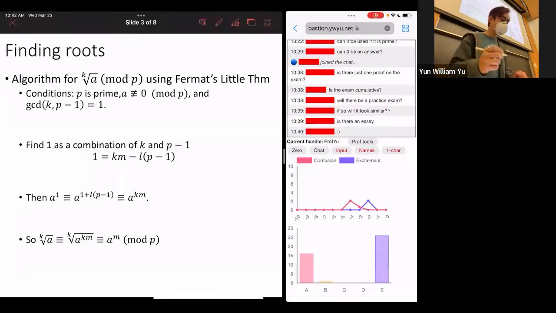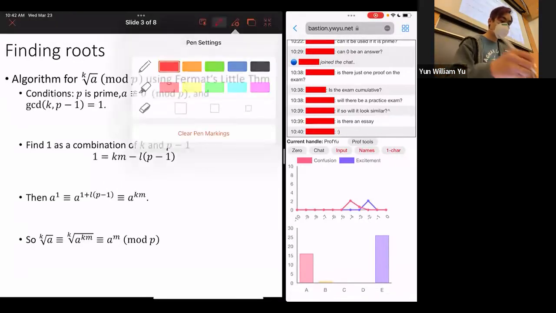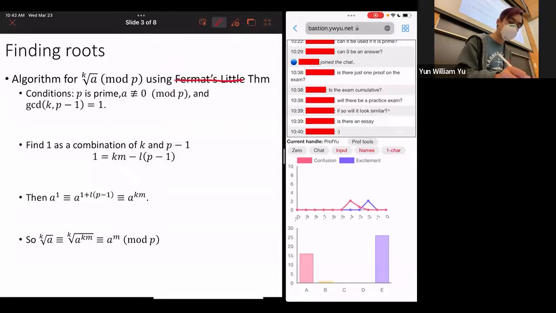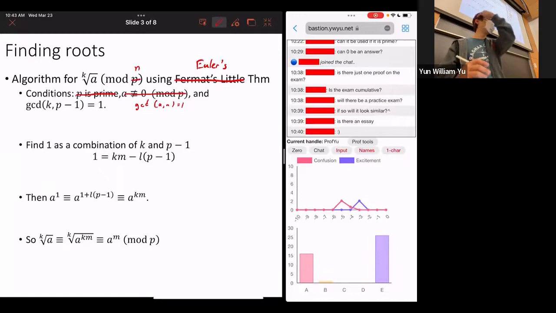Okay, so now how do we do this using Euler's theorem? Well, let's replace all these pieces. Instead of Fermat's little theorem, we're going to say Euler's theorem. And instead of mod p, we're going to use mod n, where n is not necessarily a prime. And then instead of a condition that p is prime, we're not going to have that condition at all because n doesn't have to be prime. And then for a not congruent to 0 mod p, instead we're going to replace that with the greatest common divisor of a and n is equal to 1, right? Because that's what you need for Euler's theorem. And instead of p minus 1 here, you're going to replace that with phi of n.